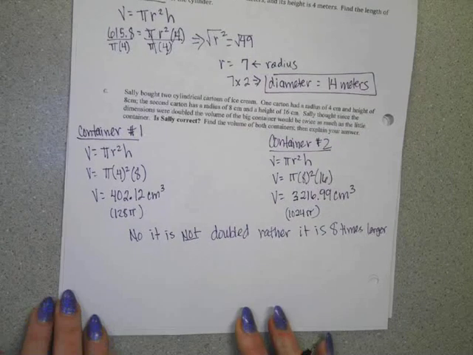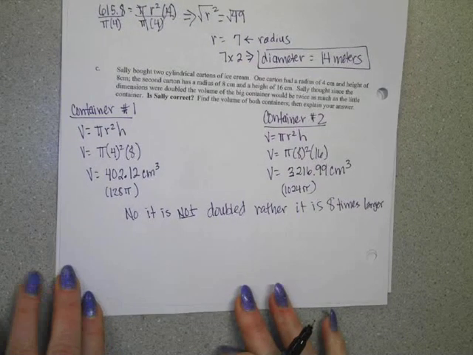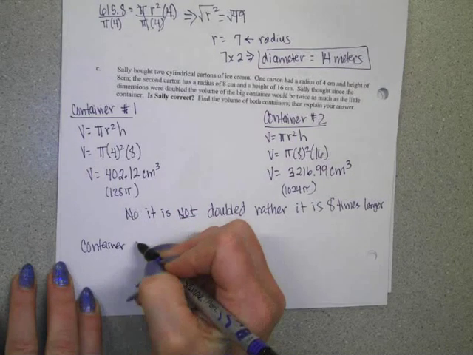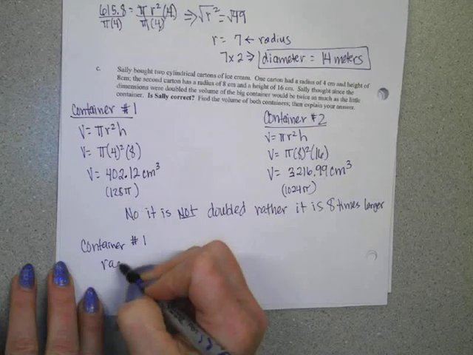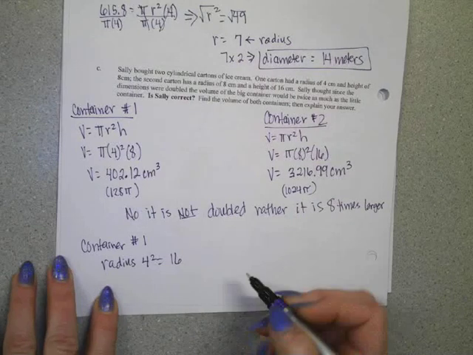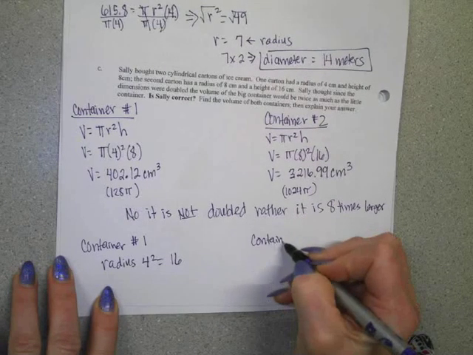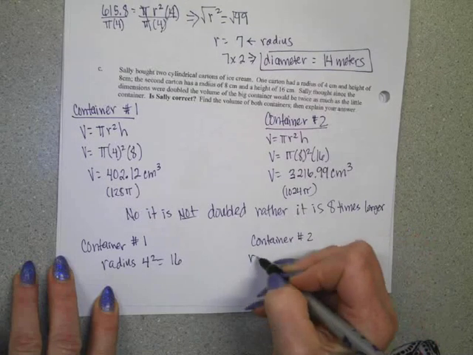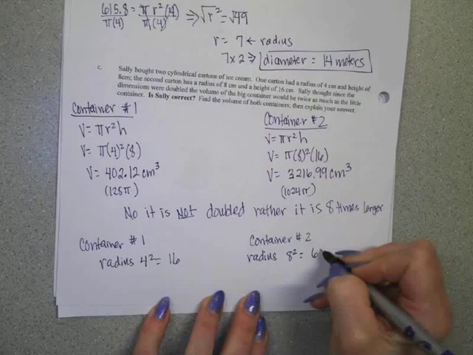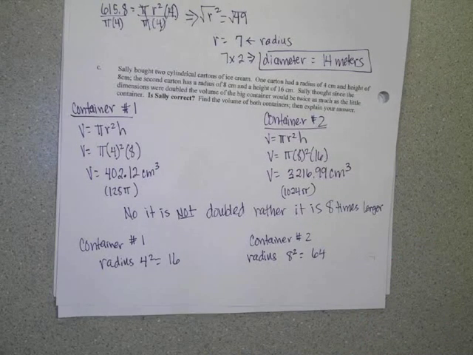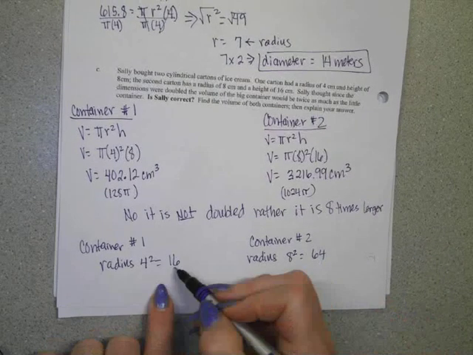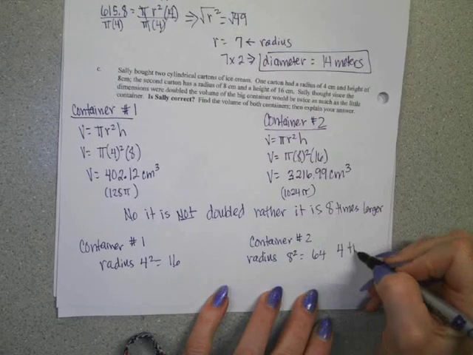So let's think about this for just a minute. Why is it 8 times larger? Well, for container number 1, the radius was 4 squared, which was 16. And for container number 2, the radius was 8 squared, which was 64. So right there, that is 4 times larger. From 16 to 64, that's 4 times larger.